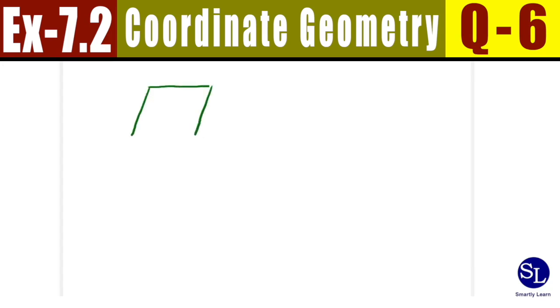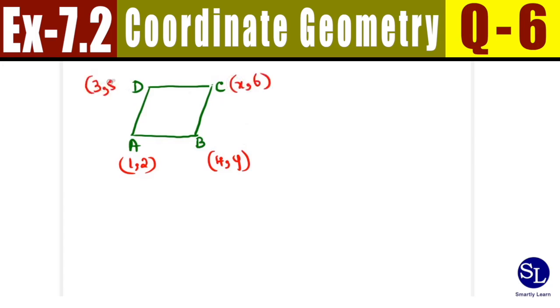So first let's draw a parallelogram. I'm marking these vertices as A, B, C and D. Now let's mark the vertices. A is going to be (1, 2). B's vertex is (4, y). C is (x, 6) and D is (3, 5). We are supposed to find out the values of x and y.